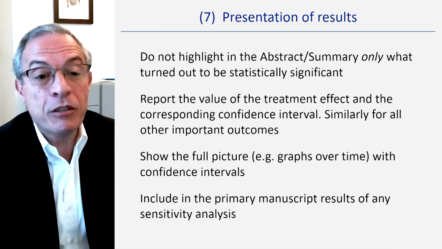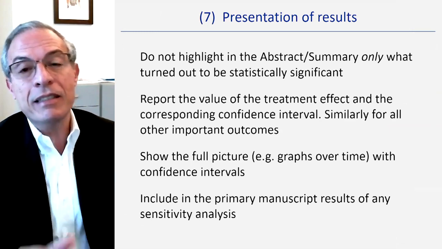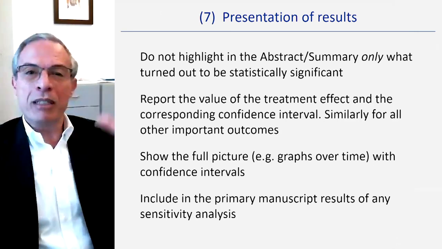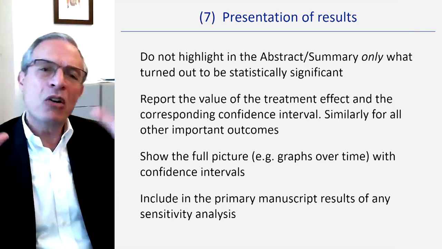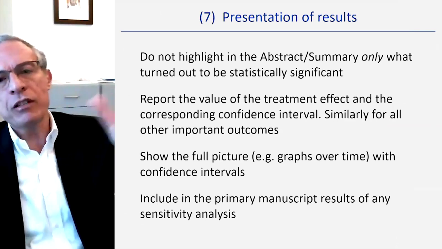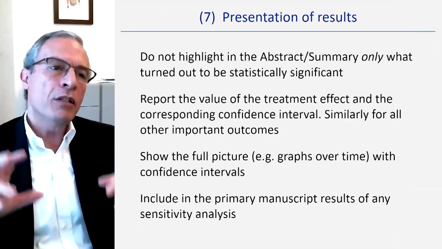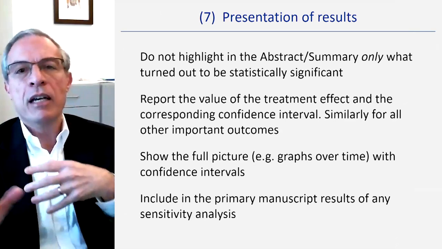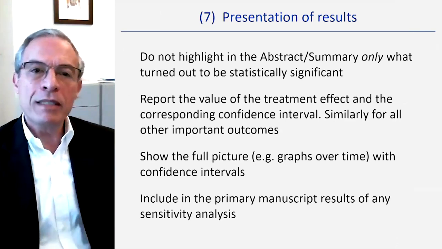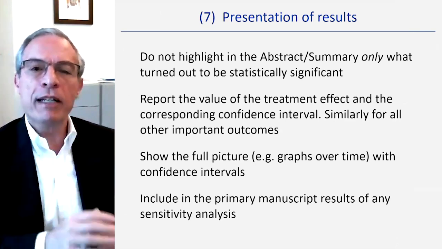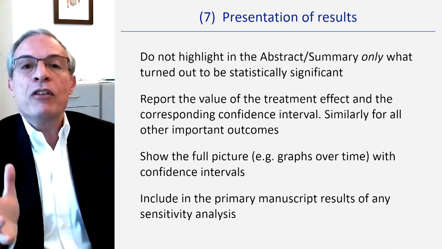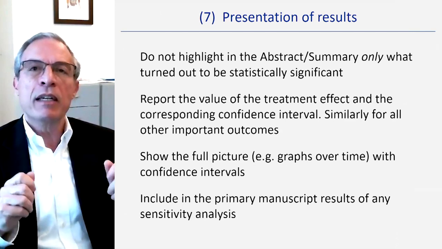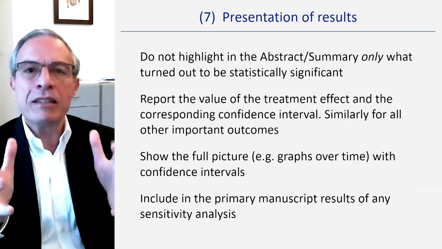Include in the primary manuscript results of any sensitivity analysis. Sensitivity analysis is like when you do the primary analysis, but tweaking a few assumptions. So you say, oh, I assumed normal distribution. What if I assume a gamma distribution? Or I didn't touch the missing data. What if I impute the missing data? So this is a slight variation of the primary analysis, just to see if the results are robust. Robust means that if you shake a few things, you still get the same story.